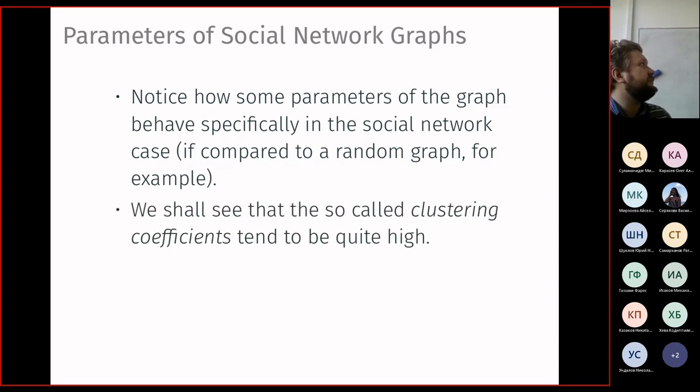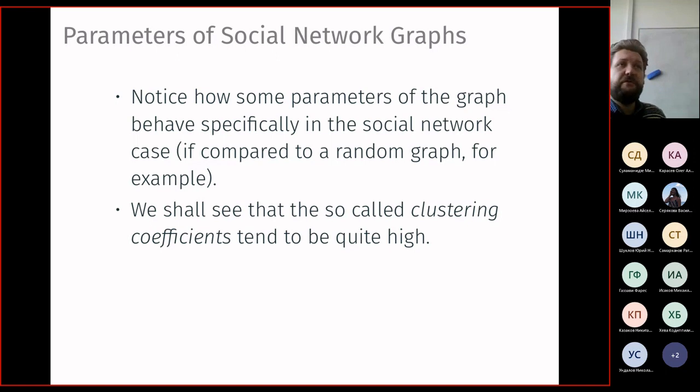And we shall see this on the example of the so-called clustering coefficients, which tend to be quite high. We'll give the formal definition later, but the idea of a clustering coefficient is as follows. As you can easily see, in all reasonable definitions, the social network is rather sparse. It's not dense. The network is very big. There are, say, millions of vertices, but the typical degree of a vertex, the typical number of friends of a person, is something like 1/200 or something like that.